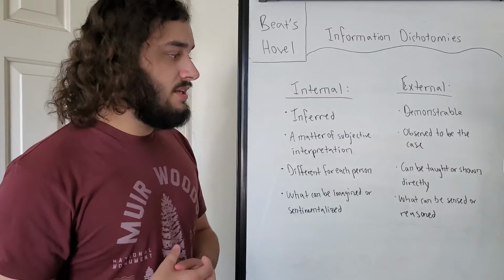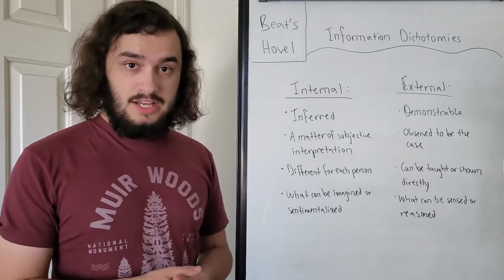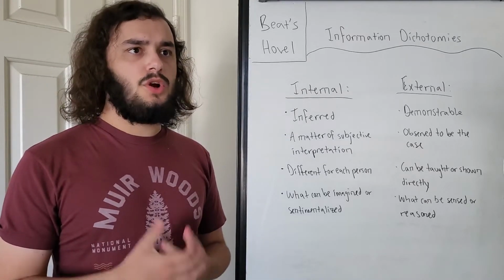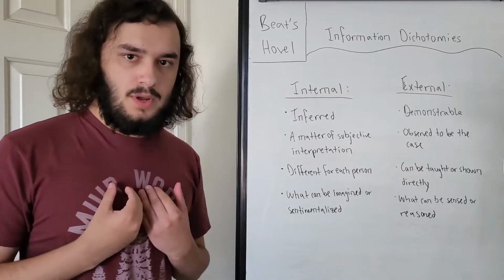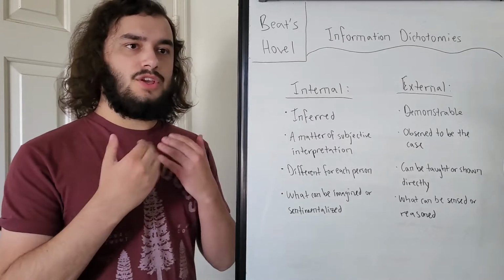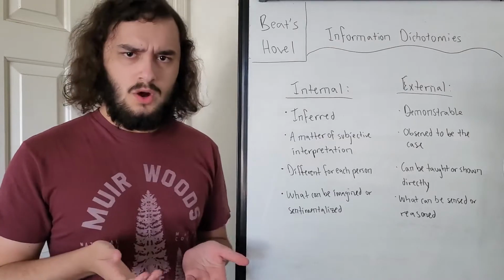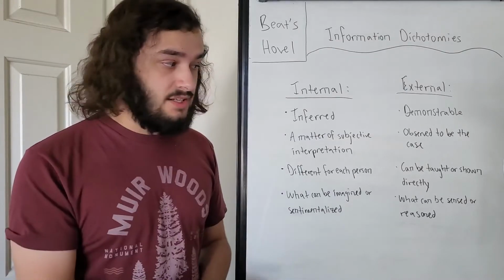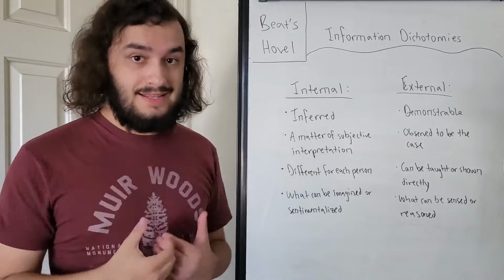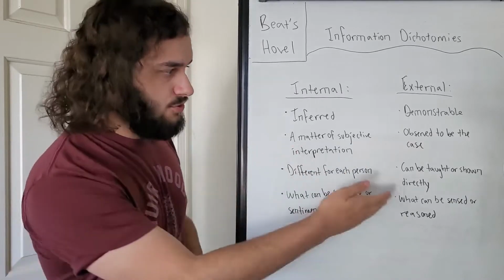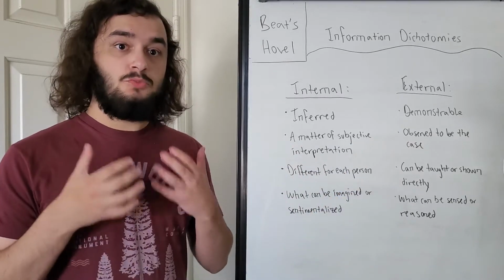Internal information is a matter of subjective interpretation. So take, for example, your emotions. Let's say I'm angry. Nobody can look at your emotions and be like, no, you're not angry. But well, how do you know? You know, it's all subjective. It's all what's happening inside. It's internal. Whereas external information is observed to be the case.